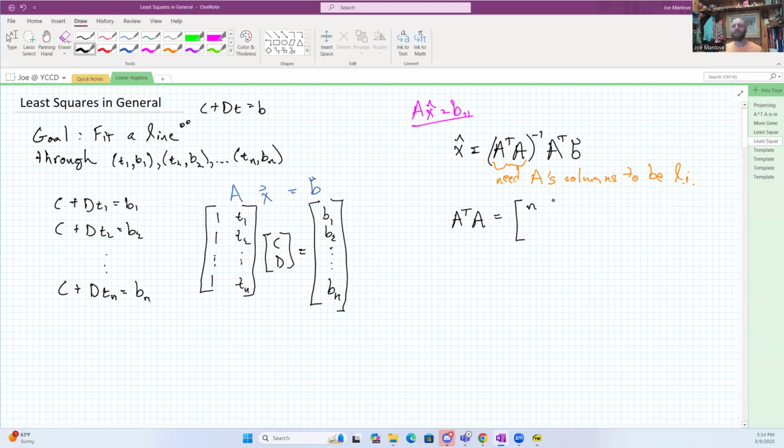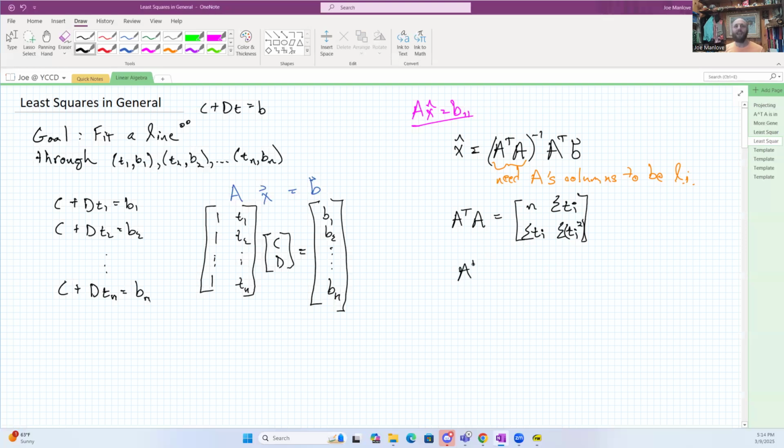I'm going to get the sum of all the t's here, and here I'm going to get the sum of all the t's. And here I'm going to get the sum of all the t's but squared. So that's the t's that are squared, not the sum. Okay, so that's what that piece is going to be.